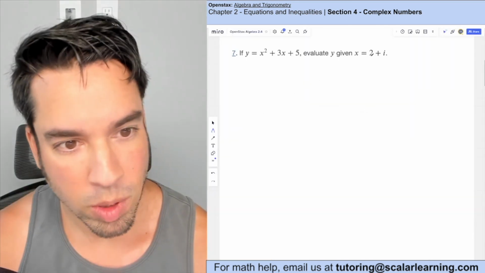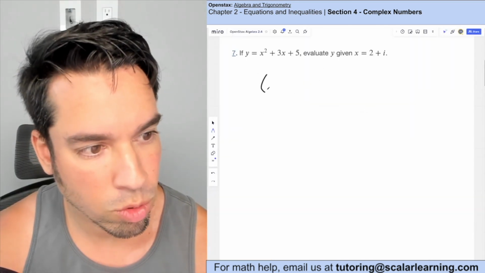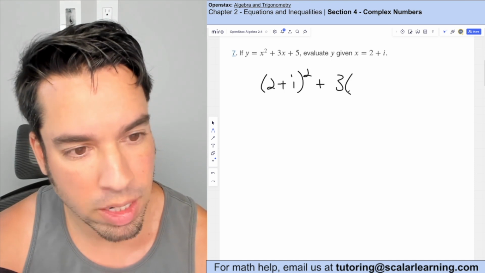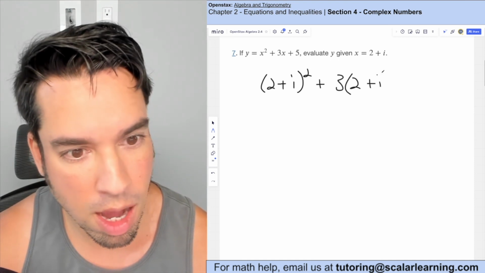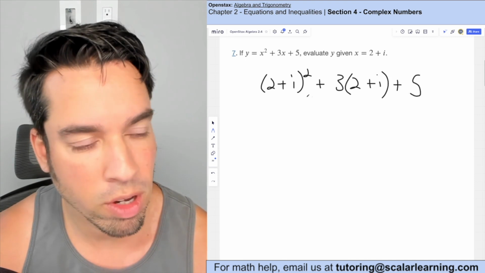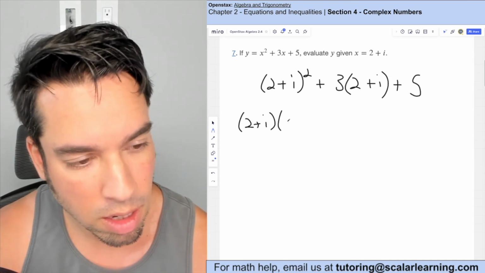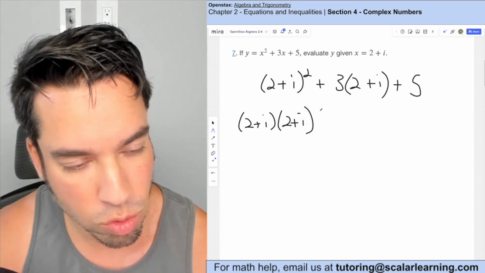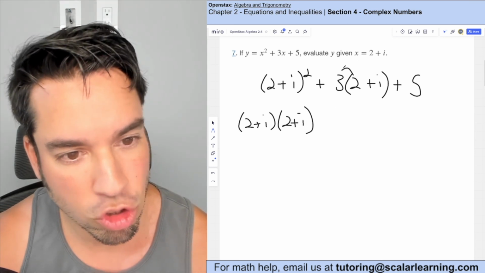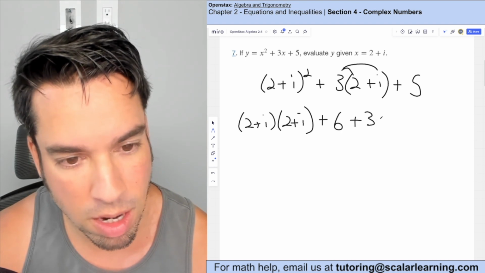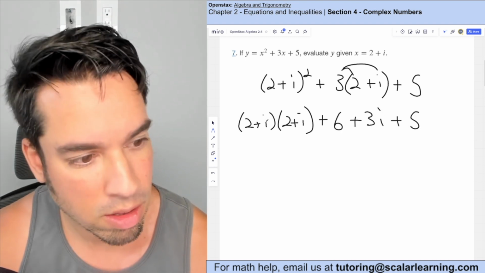Done. Here we're going to plug 2 plus i in for x, so we've got 2 plus i squared plus 3 times 2 plus i plus 5. Okay, first I'm going to FOIL this, so that's going to be 2 plus i times 2 plus i. That's how we square a binomial. This one we're going to distribute that 3, which is going to be 3 times 2 is 6 plus 3i plus 5. And now let's simplify this.